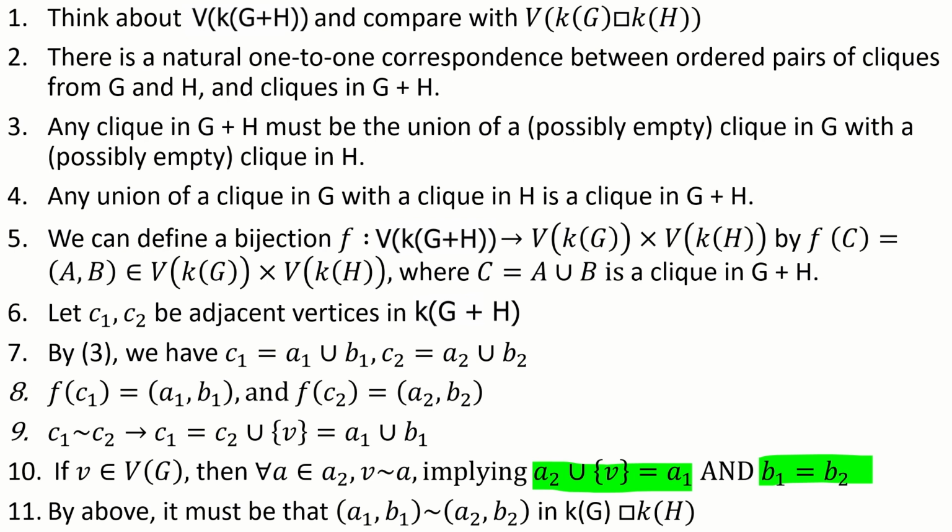It means that the right entries are equal and the left entries are cliques that differ by a single vertex in G, meaning that they would be adjacent in the Cartesian product of the two simplex graphs.